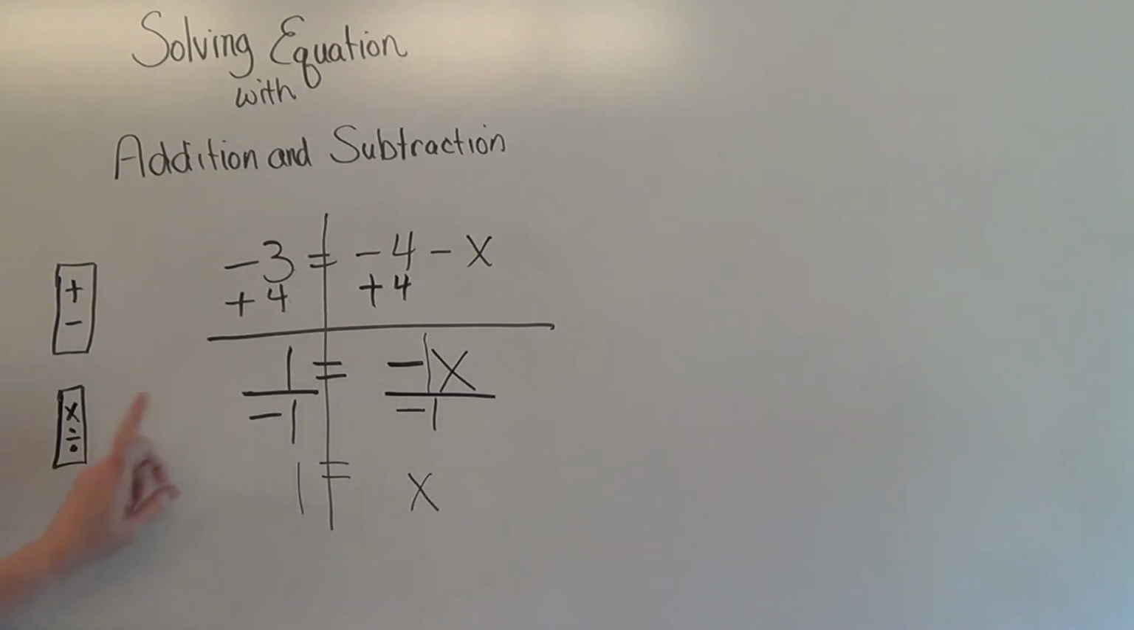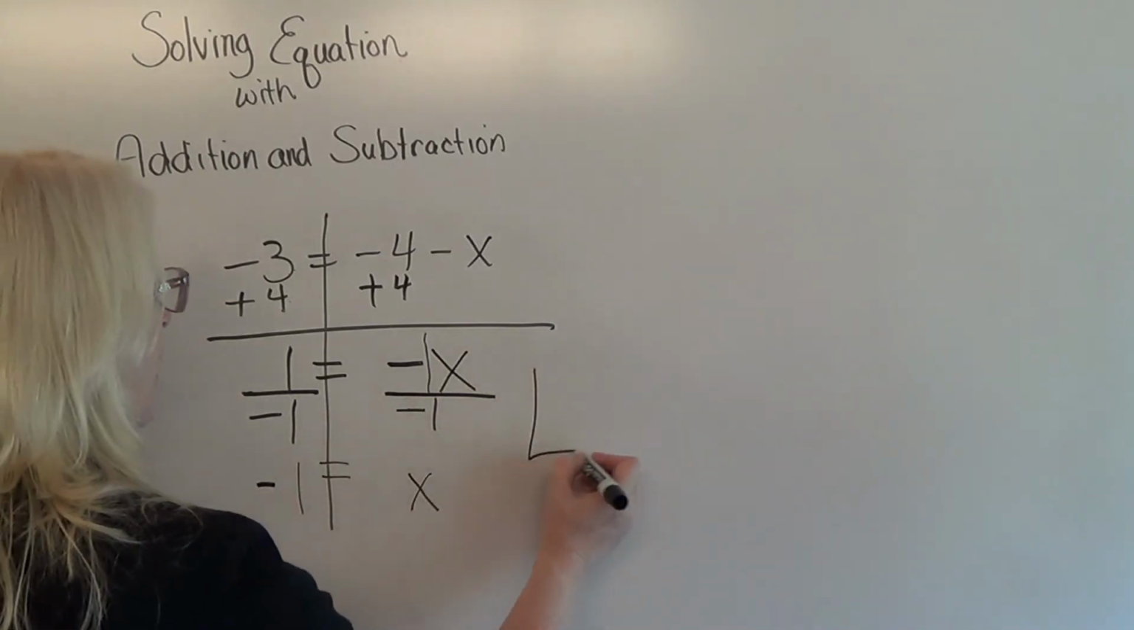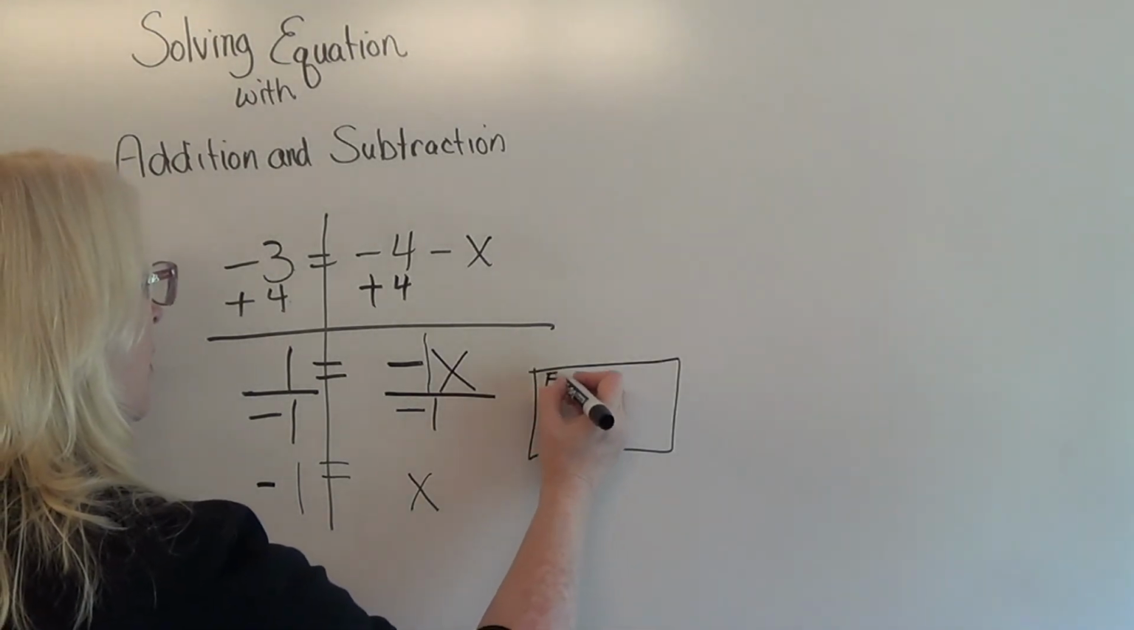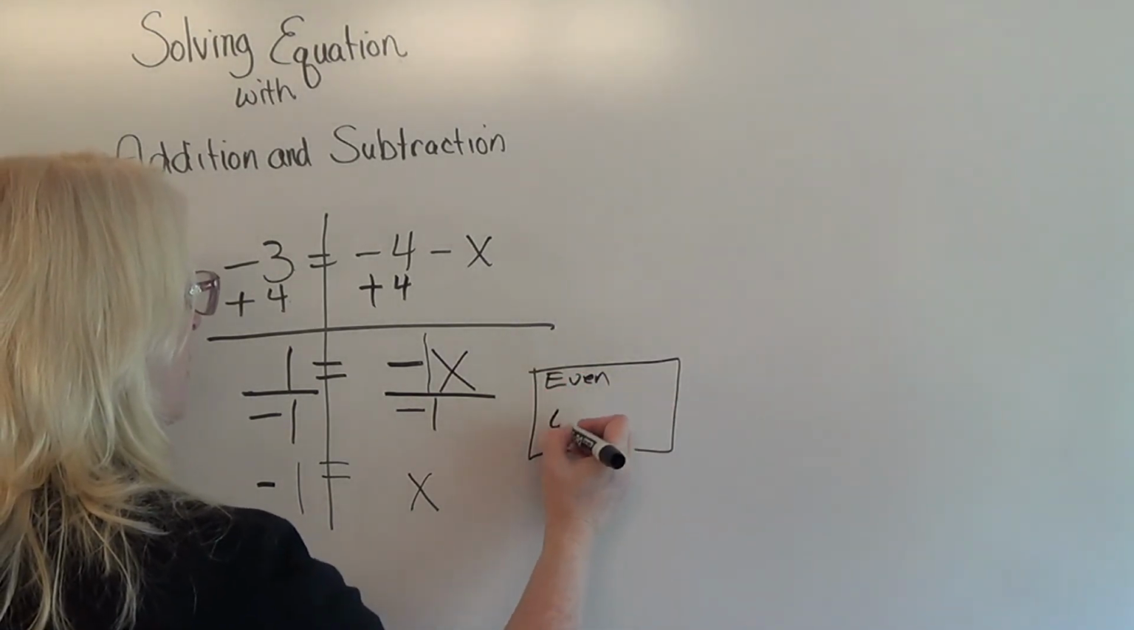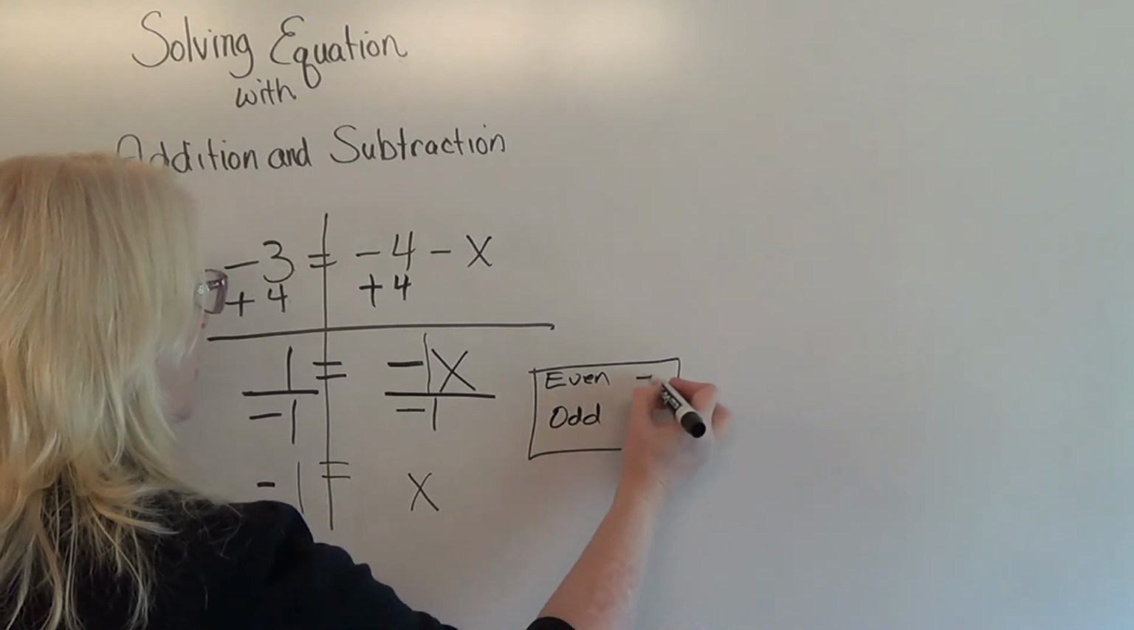on this side I have 1 negative sign. 1 is an odd number, so that means that my answer is going to be negative. And this is the rule that I use when I multiply and divide. It's called the even and odd rule.